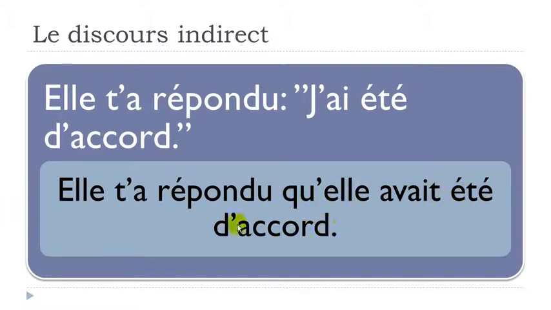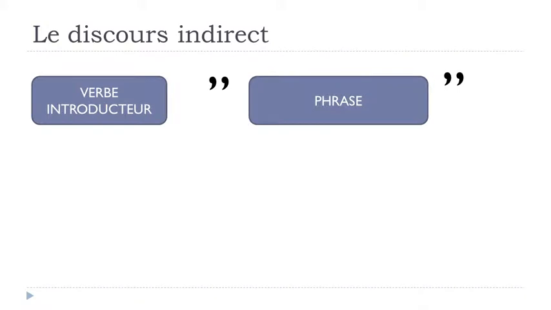All right, so remember, the first part doesn't change. Elle t'a répondu. You don't need to modify it. But then the second part, j'ai été here, passé composé, will become avait été here. So it's the plus-que-parfait.